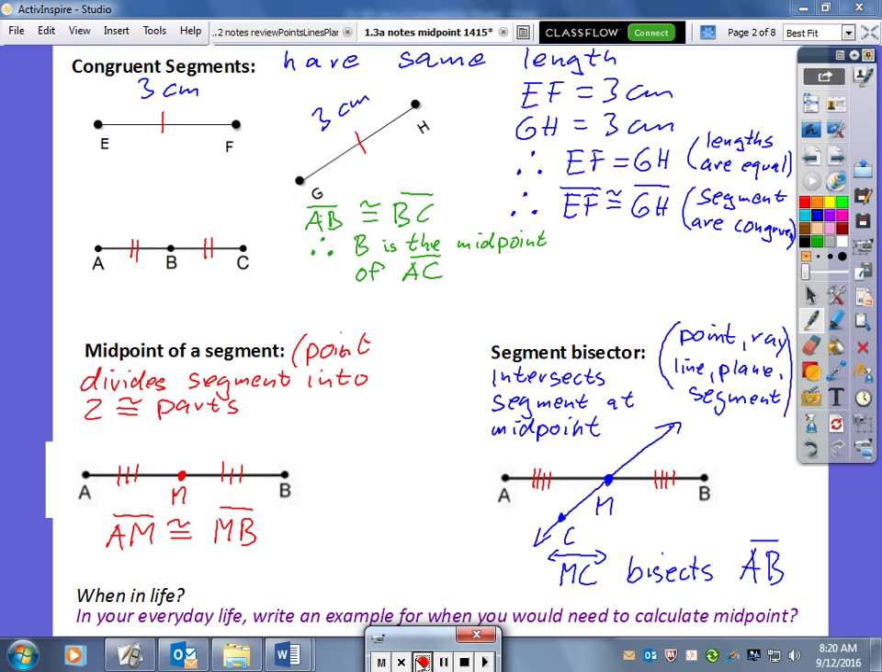Now I want you to stop the video for a minute and think about and write down in your left margin an example of your everyday life where it would come in handy, where it would come in useful to calculate a midpoint.